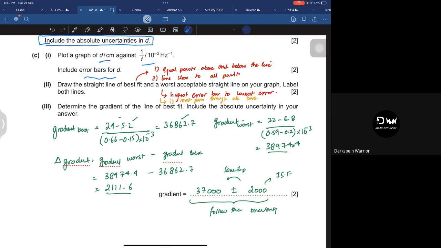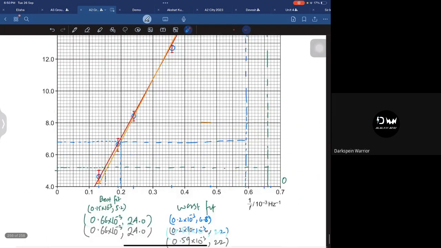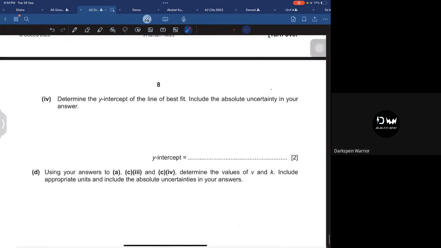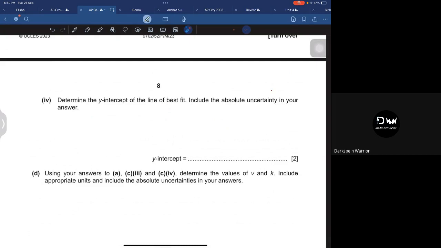Now, what to do? Very interesting. So now let's go to the next part. It says, determine the y-intercept of the line of best fit, include uncertainty. Now we have to do the same thing. We have to find the y-intercept.